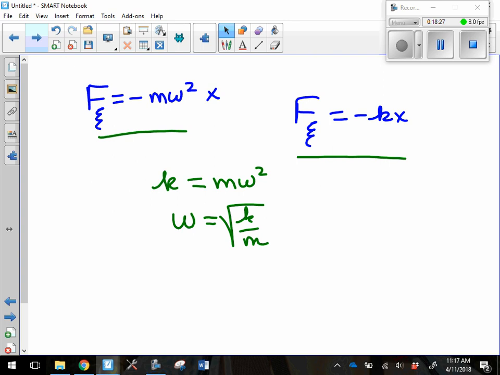Which tells me, and this is important and worthy of putting on a note card if you still have a note card, that the period of my spring motion is only a function of the spring constant and the mass that I have on the end of the spring. It doesn't matter what the amplitude is. So whether I pull the spring down a little bit or whether I pull it down a lot, no matter what my amplitude is, it has to have the same period. Which is just kind of crazy.